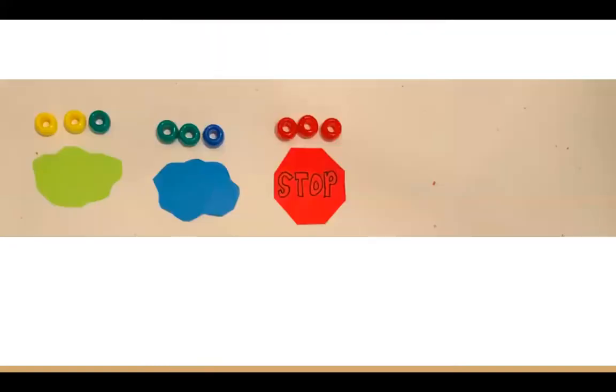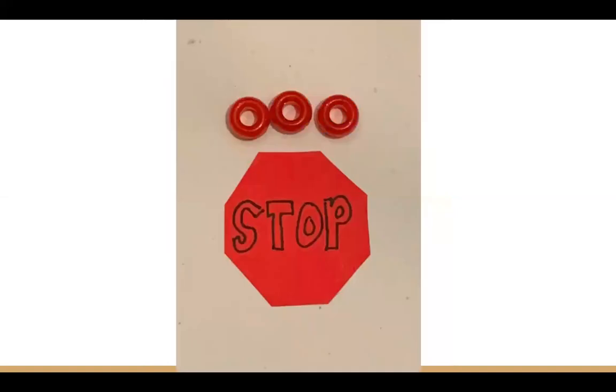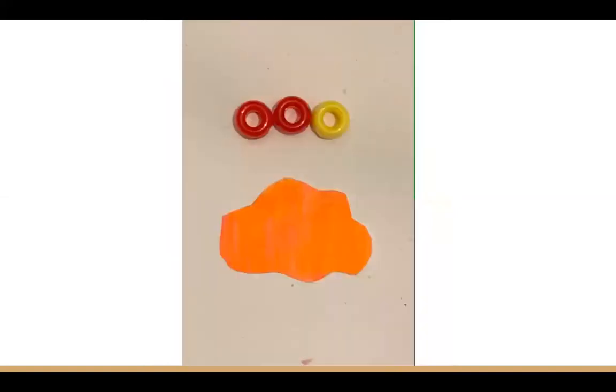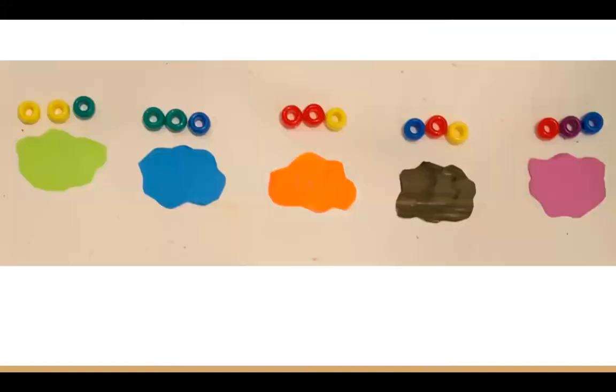Next, I will demonstrate read-through mutation. Here we have a chain of color blobs with a stop sign being the last one. The stop sign is made from 3 red beads. One of the red beads is changed to yellow, which turns the red stop sign into an orange blob. Since there is no more stop sign stopping the color blob change, it continues and becomes longer than normal.